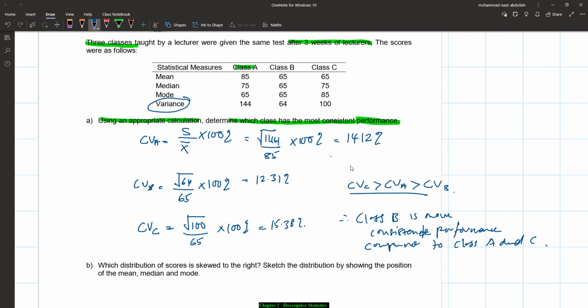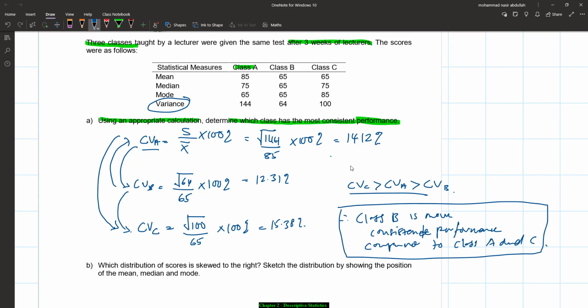Or we can say that class C is more dispersed compared to class B and A. Class A is more dispersed compared to class B. Or we can say class B is more consistent than class A. Class B is also more consistent than class C. Class A is more consistent than class C. Right? So this is the final interpretation lah. Class B has the more consistent performance compared to class A and C. Right?